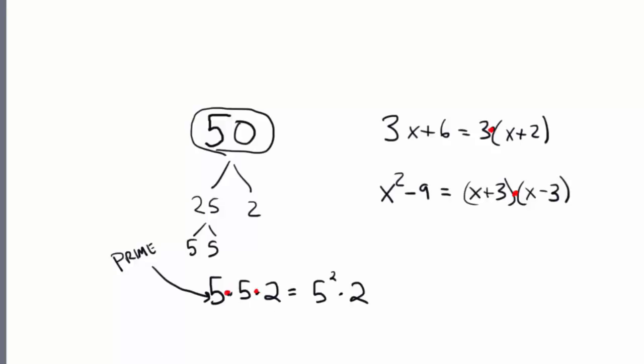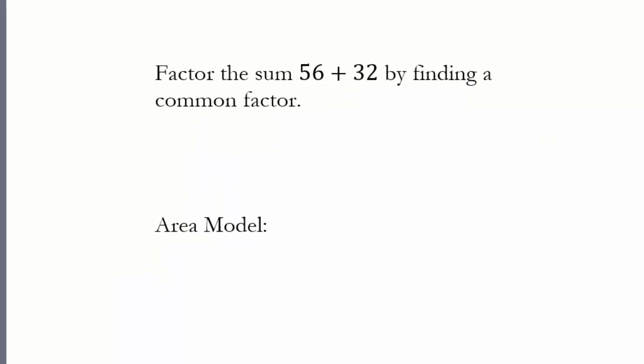Let's take a look at a couple of other examples. Factor the sum 56 plus 32 by finding a common factor. So we know what we could do, right? We could just add 56 and 32 is 88, right? And we could factor that or rewrite that as a product, as 8 times 11, among other different factorizations, okay? But what we're going to do here is look for a common factor. This is something that each of these numbers have in common.